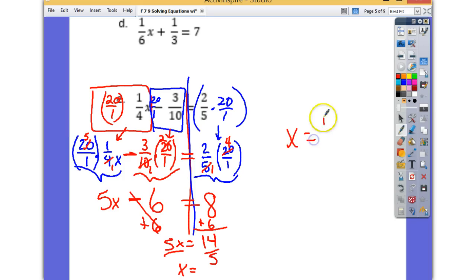X equals 14 divided by 5. Is that in simplest form? Yes. Is it an improper fraction? Yes. Will I make you turn it into a mixed number? No. I will let you just leave it like that.